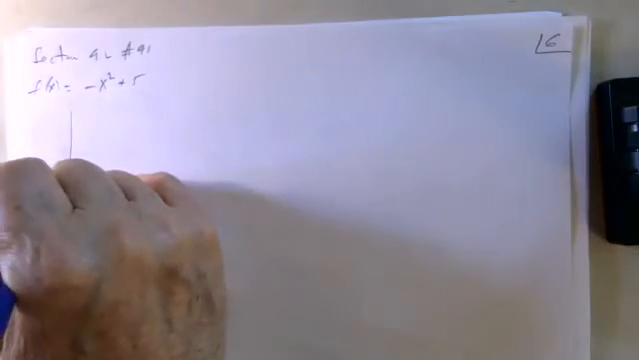Okay. So this is in section 4.2, number 41. We have the function f of x equals minus x squared plus 5. So you know this is a parabola turned upside down.